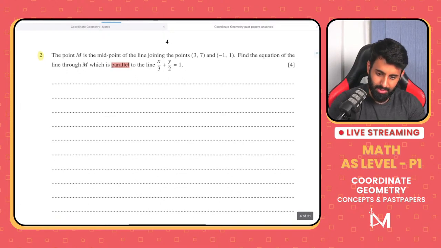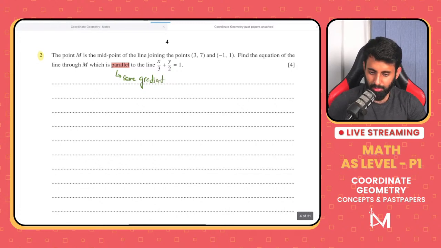Now, what does that tell us? That tells us that it will have the same gradient, okay? So always try and look for keywords in the question before you start solving it, okay? Now, because the two lines are parallel, that means they will have the same gradient. That means the next thing we have to do is find that gradient, okay? So we still need to find out what the gradient is.